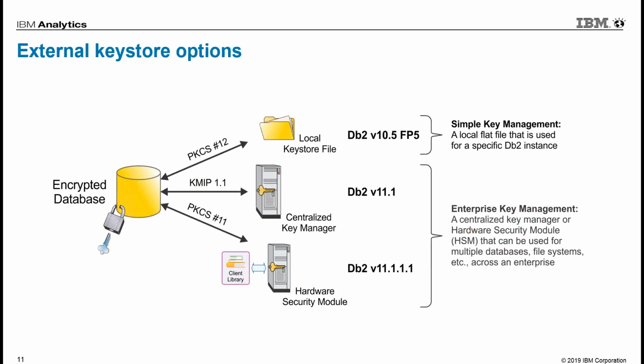In terms of the Keystore, I mentioned the data encryption key is kept inside DB2, encrypted. The master key is kept outside. We support 3 options as of 11.1. In 10.5, we supported the local Keystore file, which is that PKCS12 standard. It's just a local flat file that is protected, and then DB2 can access it. Starting in 11.1 GA, we supported the KMIP 1.1 protocol. Basically, any KMIP version 1.2 and above will support 1.1. And that is the newer protocol, and we supported that to talk to a centralized key manager.